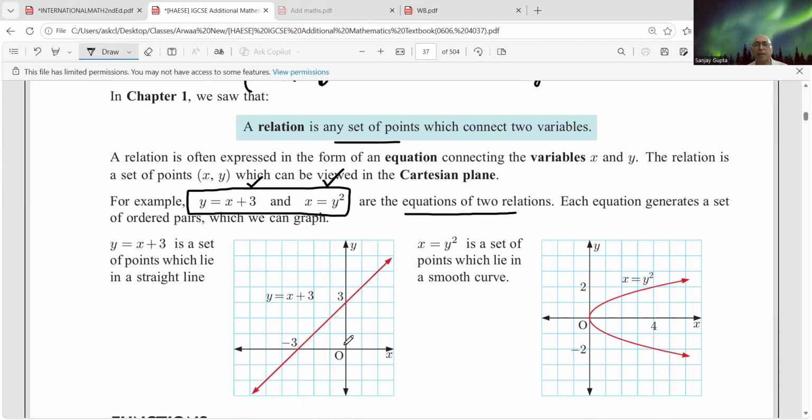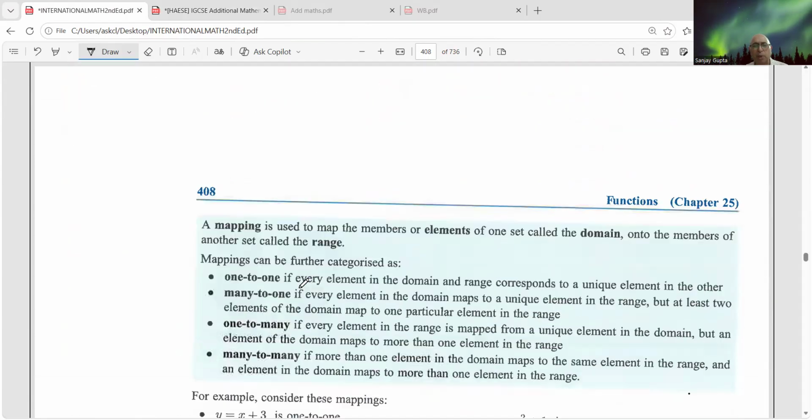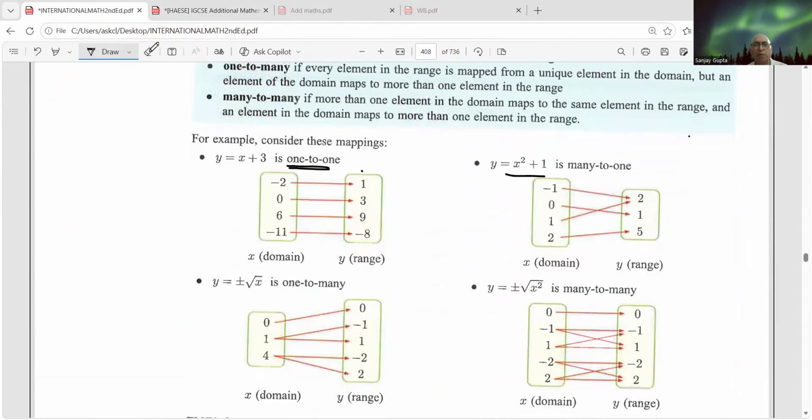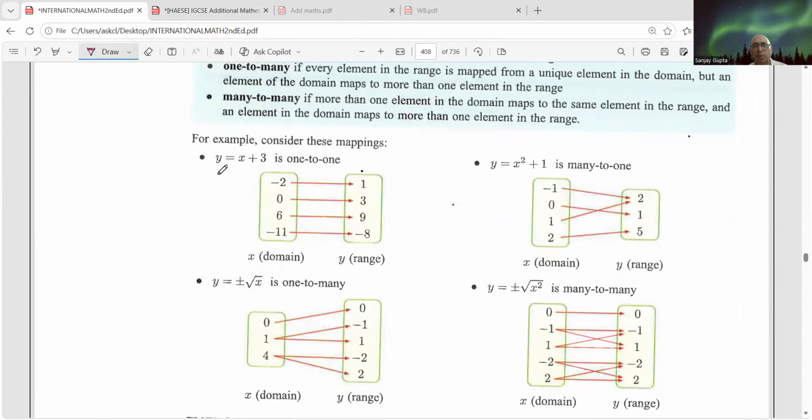Now the question is, when is a relation called a function? For that, I need your attention towards these four relations or four mappings. These are very good mappings to understand the core idea behind a function. The first relation is y is equal to x plus 3. The second one is y is equal to x squared plus 1. The third is y is equal to plus or minus square root of x. And the fourth is y is equal to plus or minus square root of x squared. There are four different relations, but all of them have certain characteristics which are not present in the others. Let us see what that is.